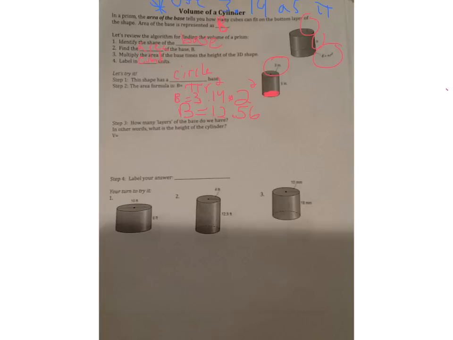How many layers of the base do we have? Well, we see that our height is 5, which means we have 5 chunks: 1, 2, 3, 4, 5. Sorry, those aren't very even, but if you can imagine them as different layers of our cylinder, we know that the base, 12.56, would be multiplied by 5. So volume equals capital BH. The capital B, the area of the base, is 12.56 times the height, which is 5. So our volume here would be 62.8. And our label would be inches cubed, which is our last step, labeling our answer.